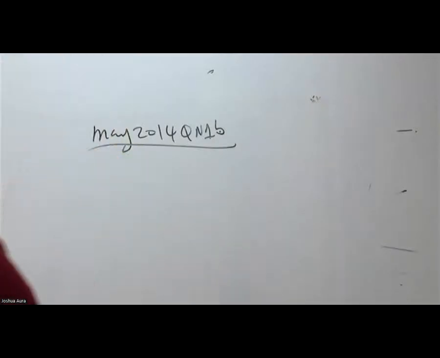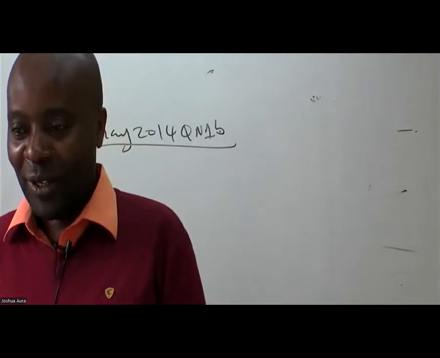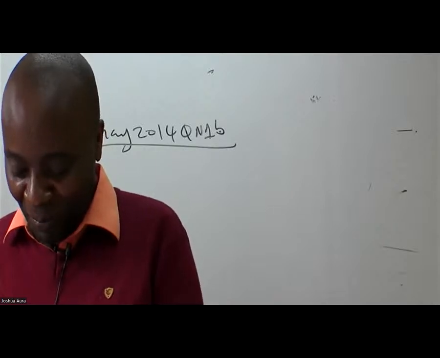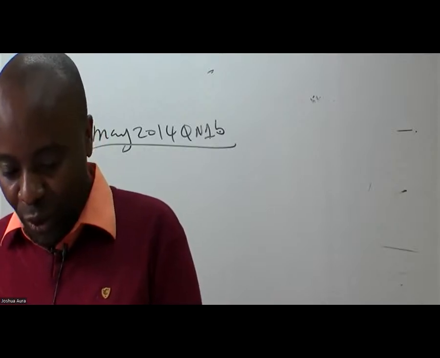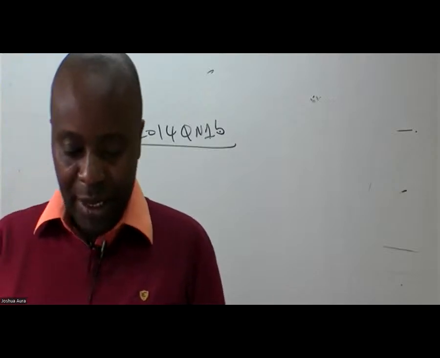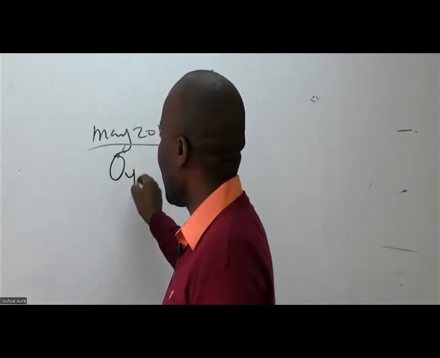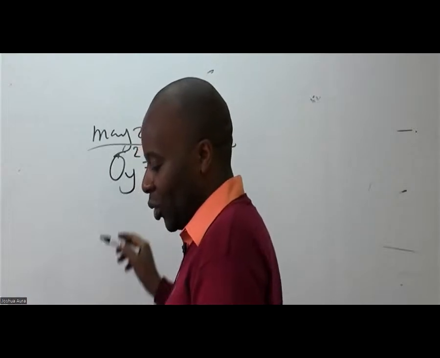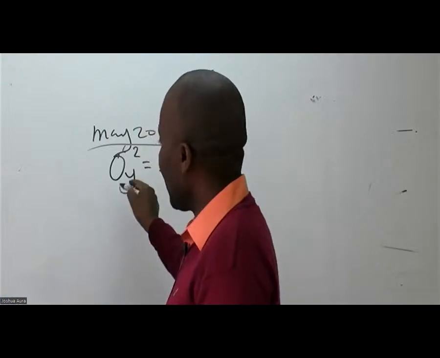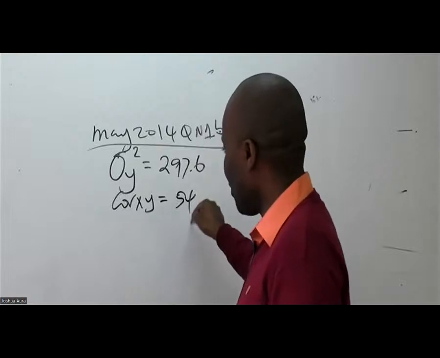Now, we've got two securities in this question. They've given us the variance for Y. So the variance for Y has been given as 297.6. We have the covariance between the two, XY covariance, has been given as 54.